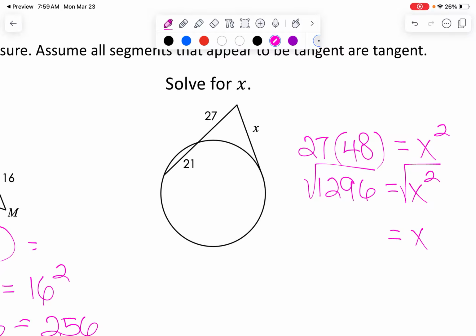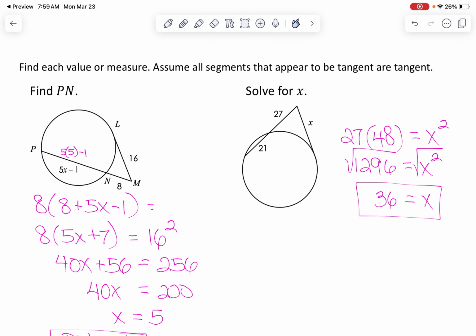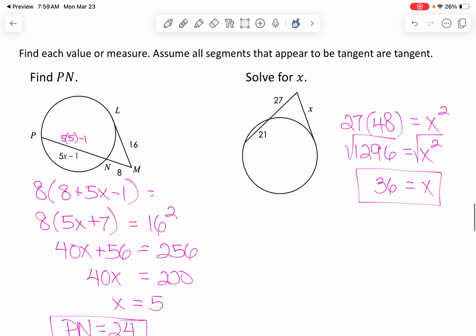Okay, now if you take the square root of 1296, you get plus or minus 36. But because we're dealing with lengths here, we're going to use the positive version. So x is 36. Okay. All right. Those are the three relationships. And then I just want to try a little bit more challenging one.